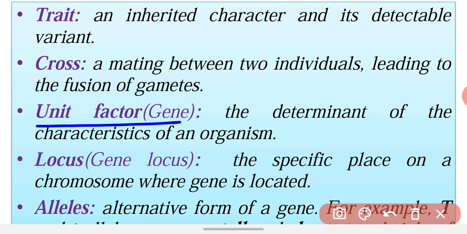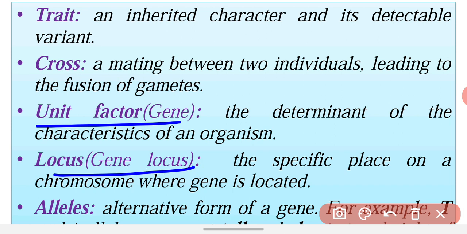Unit factor, that is gene, the determinant of the characteristics of the organism. That is, the factor which is responsible for the transfer of inherited characters from parent to daughter generation. Factor is also known as gene.